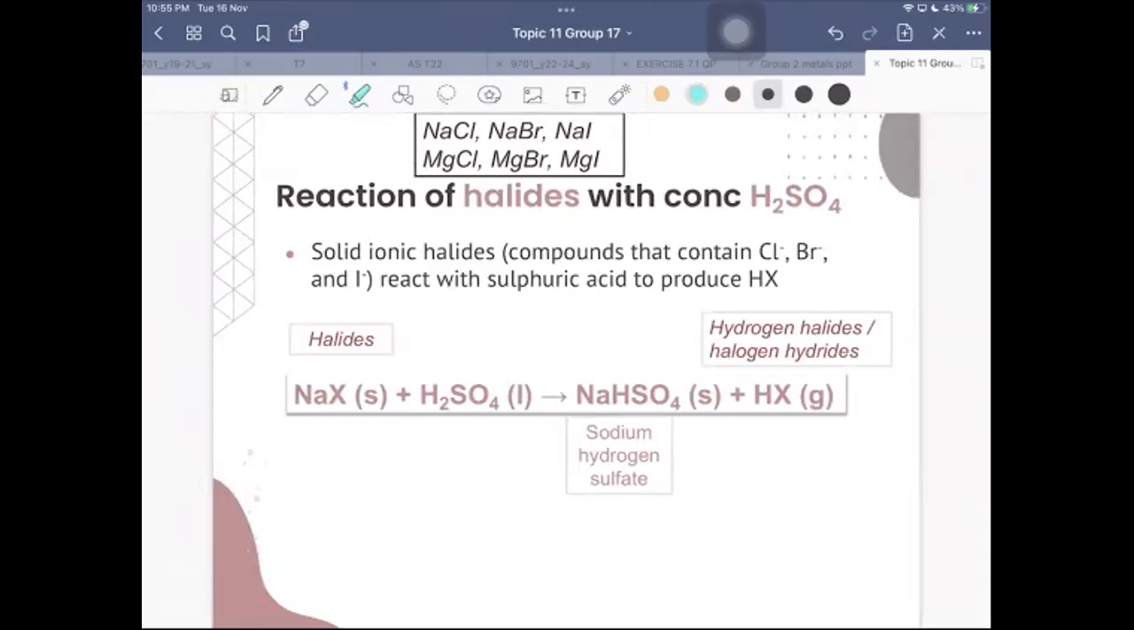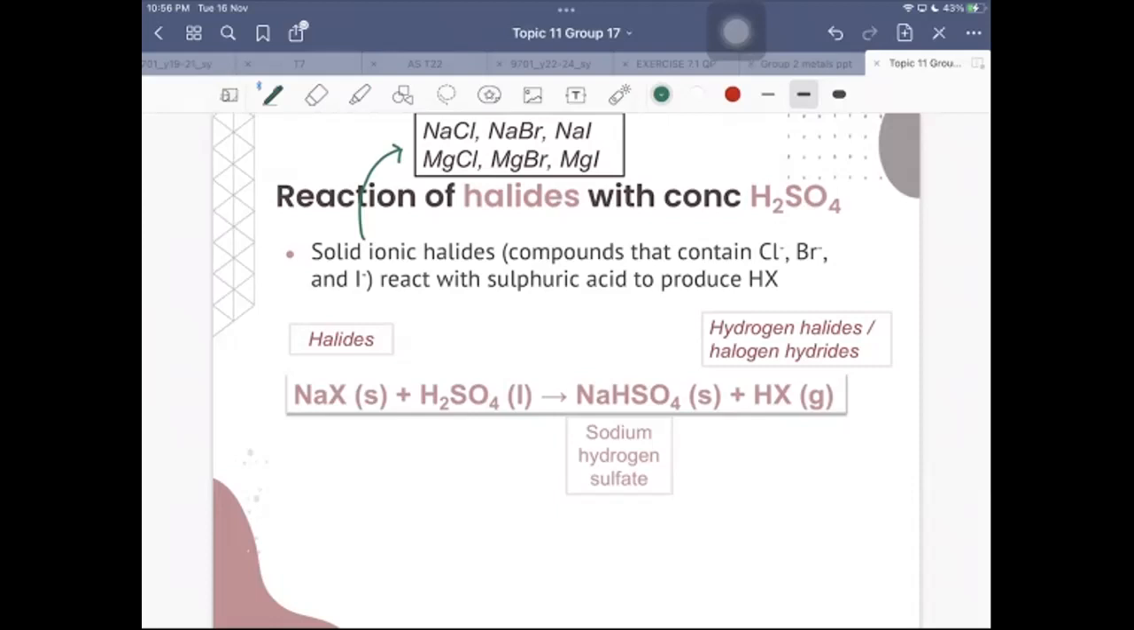Okay, so reaction of halides with concentrated sulfuric acid. This time your halides have to come with a counter ion. Okay, so the counter ion can be sodium, can be potassium, can be magnesium. Usually it's the metal, right? So these are examples of solid ionic halides. It's your halides combined with a metal ion. They react with sulfuric acid to form a hydrogen halide and also sodium hydrogen sulfate.